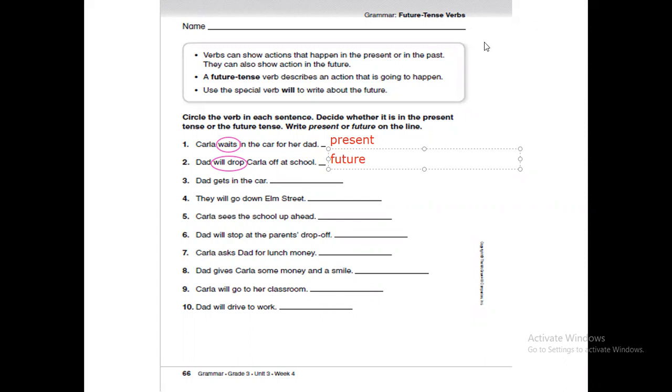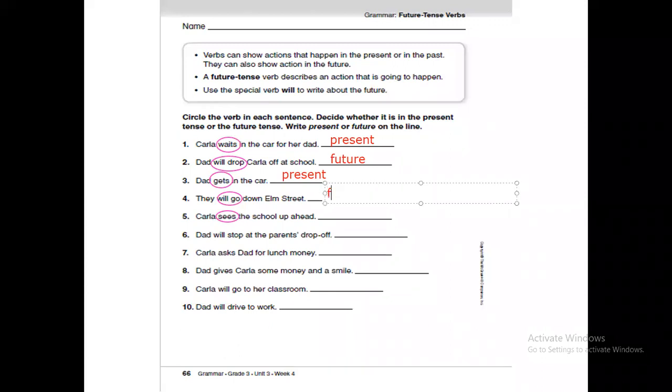Number 3. Dad gets in the car. Dad gets. Dad is a singular subject, and here we have s after the verb. Gets. We didn't say Dad will get. Dad gets in the car. This is present tense. They will go down Elm Street. They will go. This is going to happen. Will go. Carla sees the school up ahead. Sees. This is present.